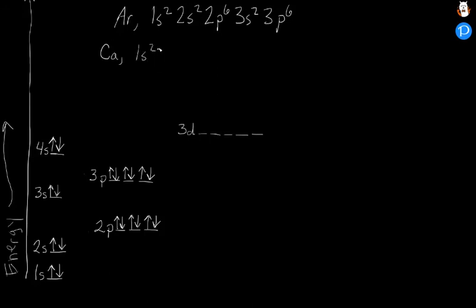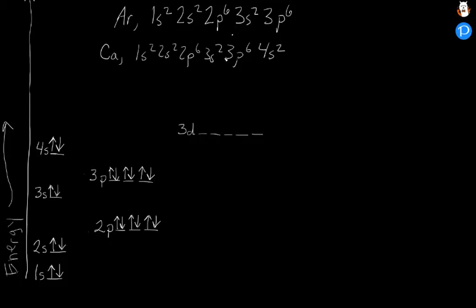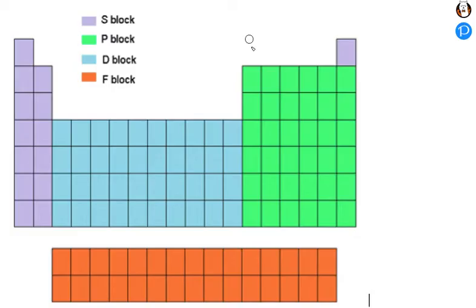So 1s2, 2s2, 2p6, 3s2, and 3p6, and then 4s2. And then after calcium, when I start getting into the transition metals here, then I start filling in these 3d orbitals, okay? And so that can be a little confusing. And so if we think about it like this, let's go to this image here.